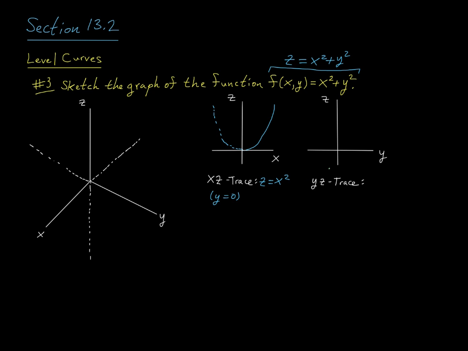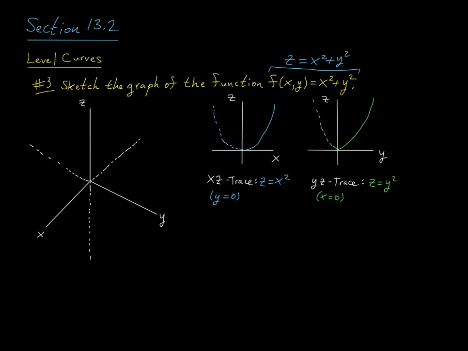portion of the curve. Okay, and then let's go ahead and do the same thing by setting x to 0. This would give us what we're going to call the yz trace. So this would just be z is equal to y squared. So I'll do that same thing here. So there's the right branch and then the left branch.